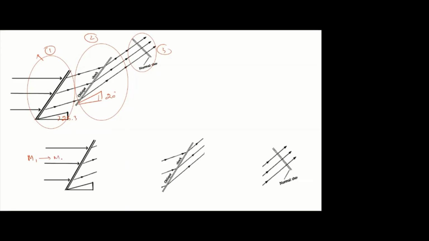From M1 we will find Mn1, then we will find Mn2 using the normal shock table. Once you know Mn1, you can find Mn2 and P02 by P01, right? So P01 is known, you can find P02. From Mn2, you can find M2 also. Is that clear? First case?